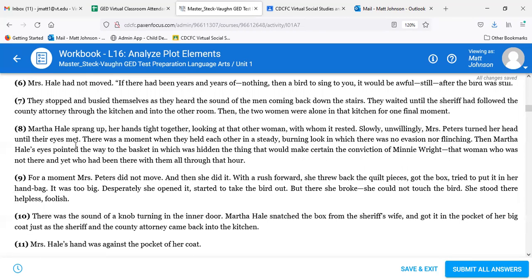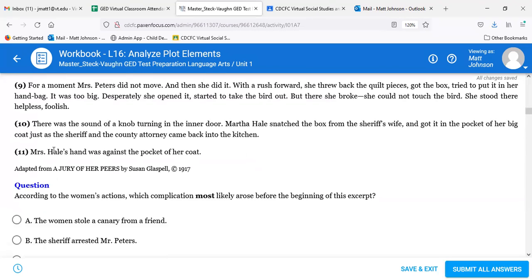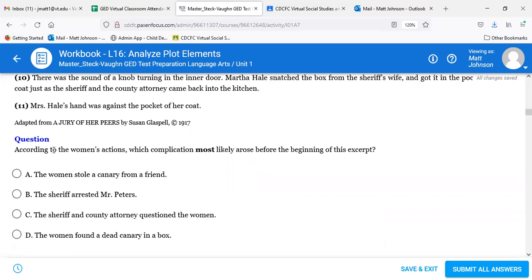For a moment, Mrs. Peters did not move, and then she did it. With a rush forward, she threw back the quilt pieces, got the box, tried to put it in her handbag. It was too big. Desperately, she opened it, started to take the bird out, but there she broke. She could not touch the bird. She stood there, helpless, foolish. There was the sound of a knob turning in the inner door. Martha Hale snatched the box from the sheriff's wife and got it in the pocket of her big coat just as the sheriff and the county attorney came back into the kitchen. Mrs. Hale's hand was against the pocket of her coat. From A Jury of Her Peers by Susan Glaspell.